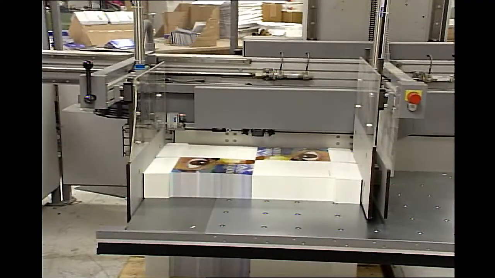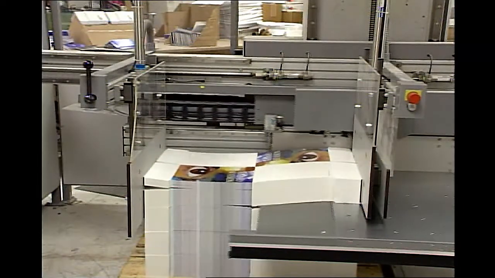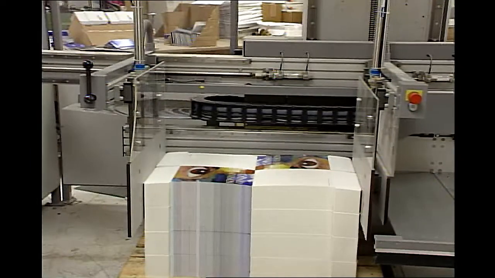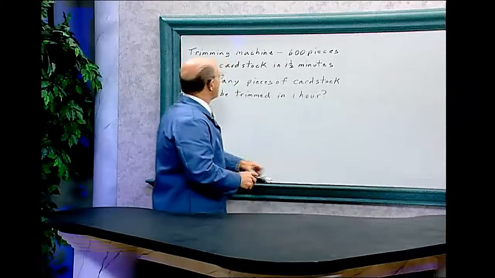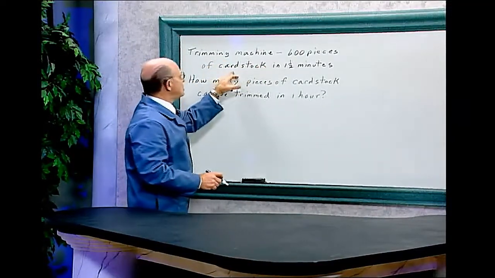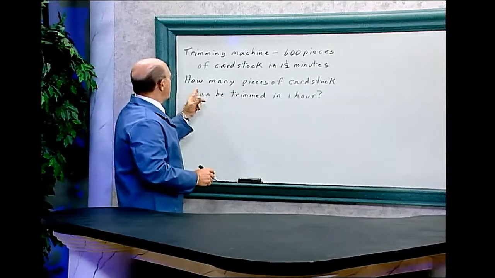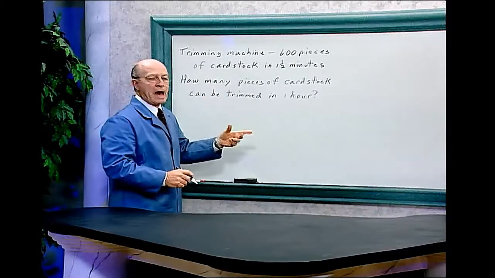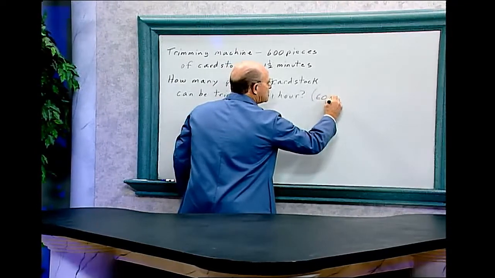Say this machine can trim 600 pieces of cardstock in 1.5 minutes. How many pieces of cardstock can it trim in 1 hour? Let's figure out this problem. The trimming machine can trim 600 pieces of cardstock in 1.5 minutes. And the question is, how many pieces of cardstock can be trimmed in 1 hour, or 60 minutes?